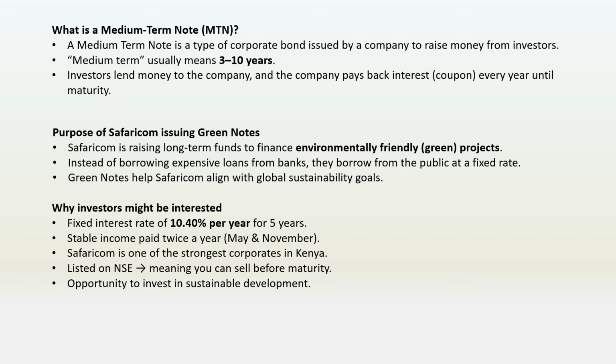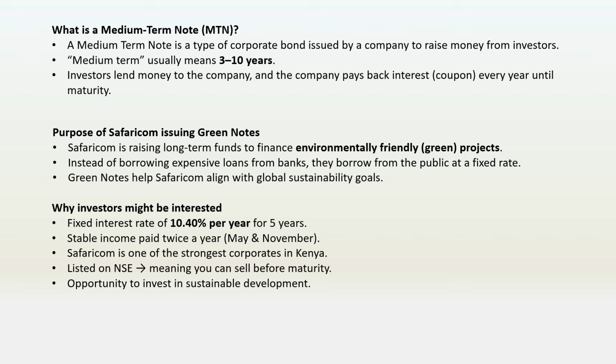So it will be listed at NSE, meaning after allocation, it will be listed for trading. If you want to sell, you can sell before maturity, either at a higher price, capital gains, or if you need your money early, and maybe it is an emergency, you might sell at the prevailing price, which may be at a loss. That's why it's always good to wait for maturity.